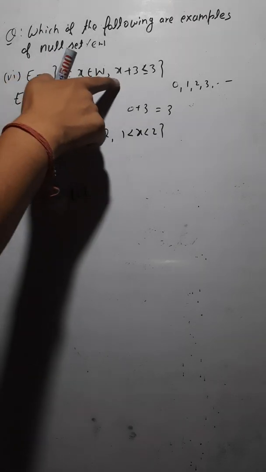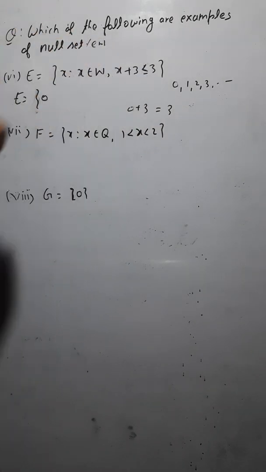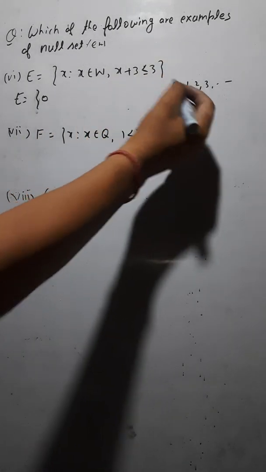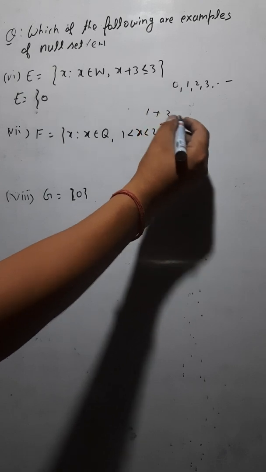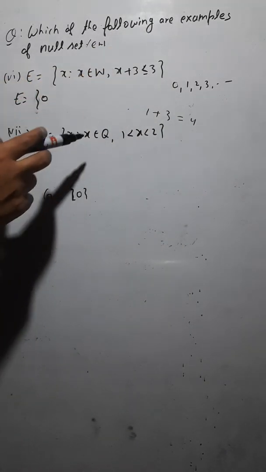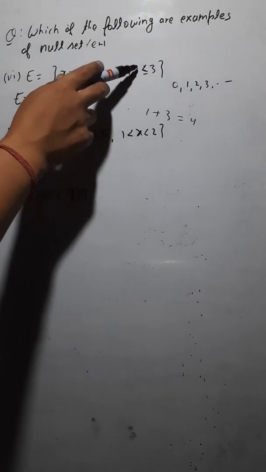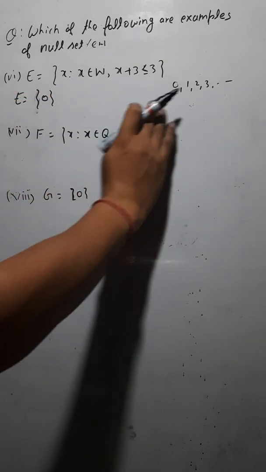Why? Because if you are putting the value of x as 0 here, you are getting the answer 3, which is equal to 3. Okay, now put another value, that is 1. So if you put the value 1, you are going to get 1 plus 3, which is equal to 4. So 4 would not be an element here, because 4 is greater than 3. We need the elements which are less than 3 or equal to 3. So only one element is there, that is 0.